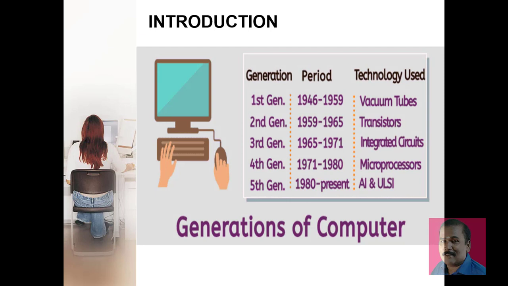Now we have to discuss the generations of computers one by one. Totally there are 5 generations as per the theory, but in practice, the 5th generation is also over. You see on your screen, there are 5 generations, namely first generation, second generation, third generation, fourth generation, fifth generation. Now after the invention of smartphones in 1993, the 5th generation is also over. We are in the 6th generation of computers.